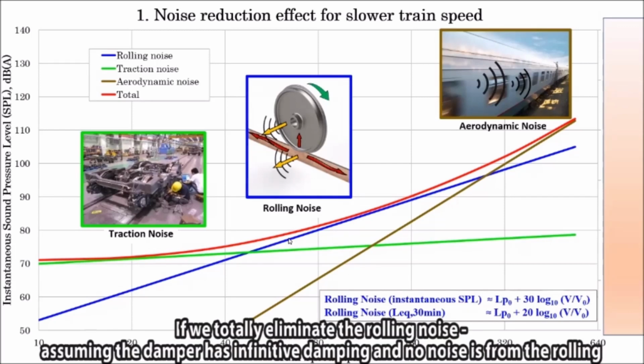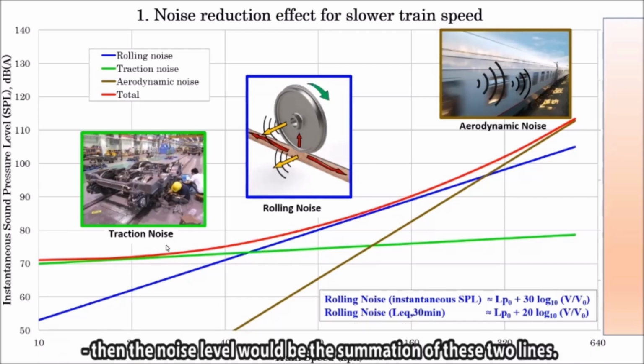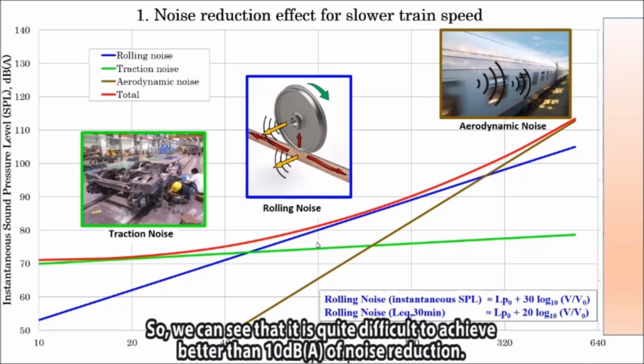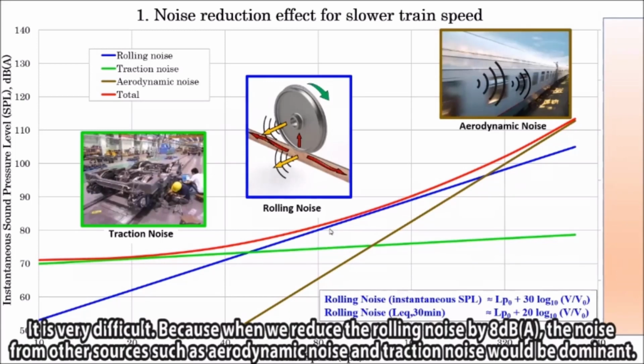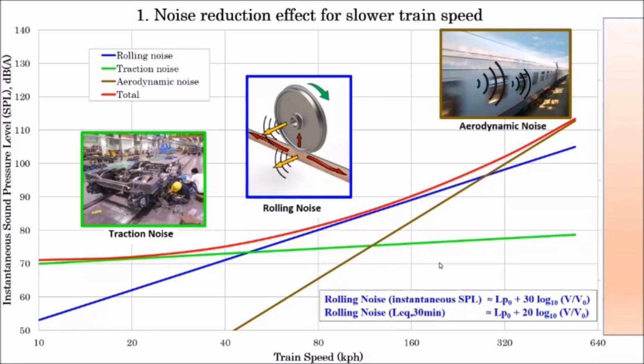So if we totally eliminate the rolling noise, assuming the damper has infinite damping and no noise from the rolling, then the noise level would be the summation of these two lines. So we can see that it is quite difficult to achieve better than 10 dB noise reduction. It's very difficult because once we reduce the rolling noise by 8 dB, the noise from other sources, such as aerodynamic noise or traction noise, would be dominant.